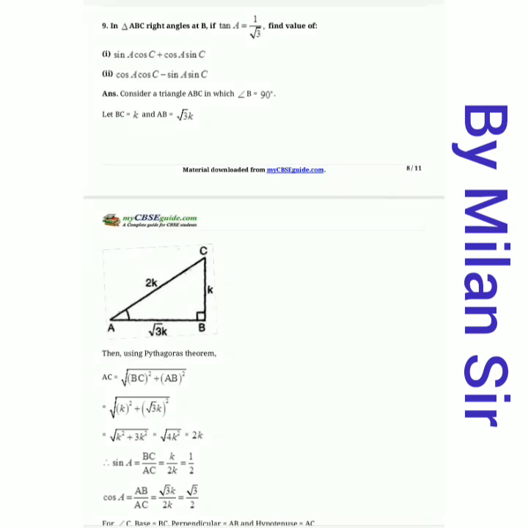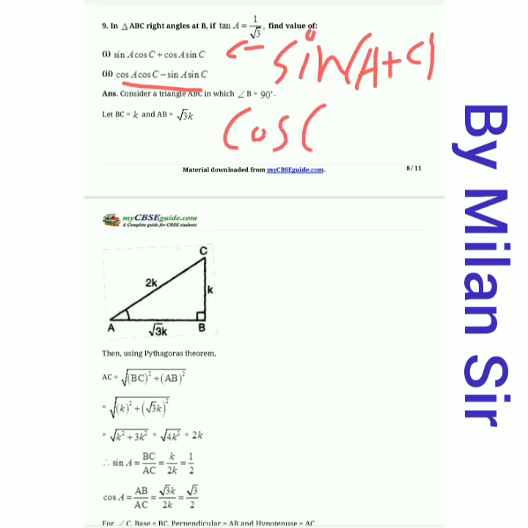Question number 9. In triangle ABC, right angle at B, if tan A is equal to 1 upon under root 3, find the value of sin A into cos C plus cos A into sin C. This is the formula of sin A plus C. And second, cos A into cos C minus sin A into sin C. Okay, sorry, the first is the formula of sin A plus C, and the second is the formula of cos A plus C. But this thing you will learn in your standard 11 science.